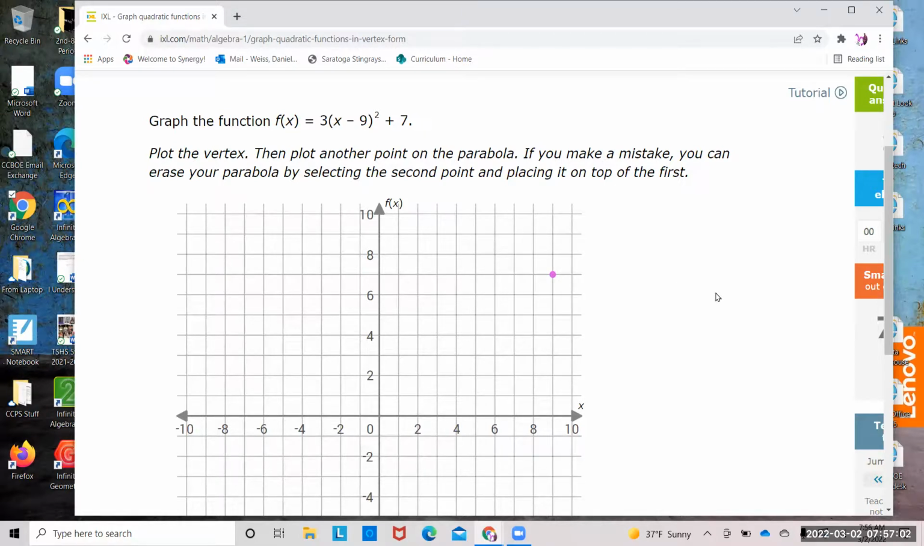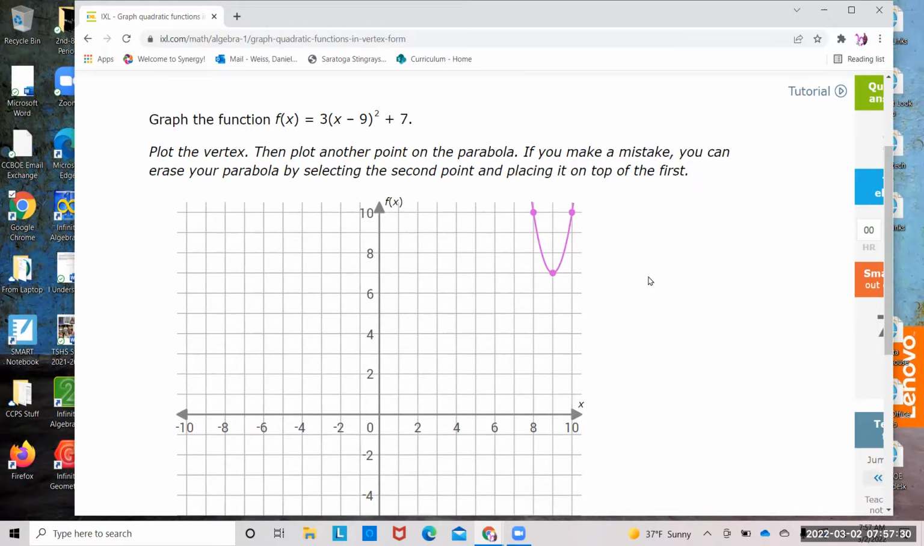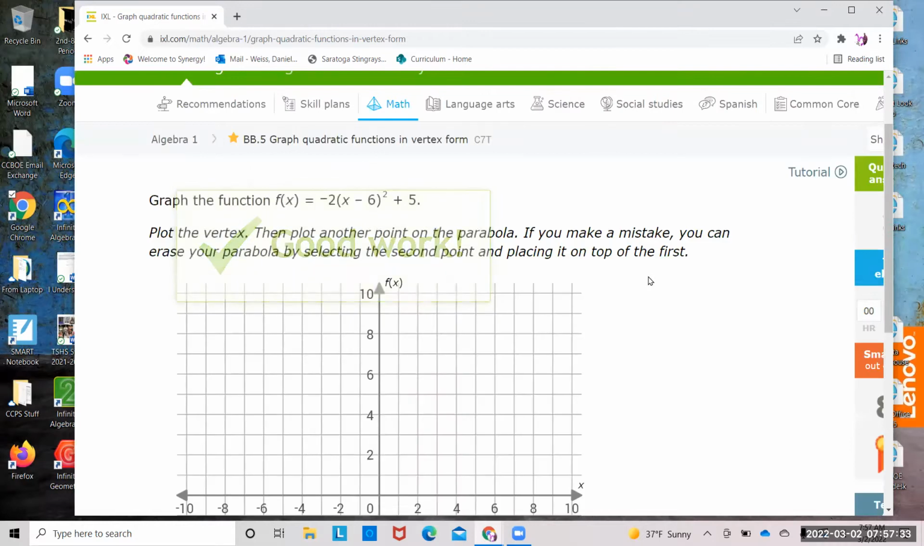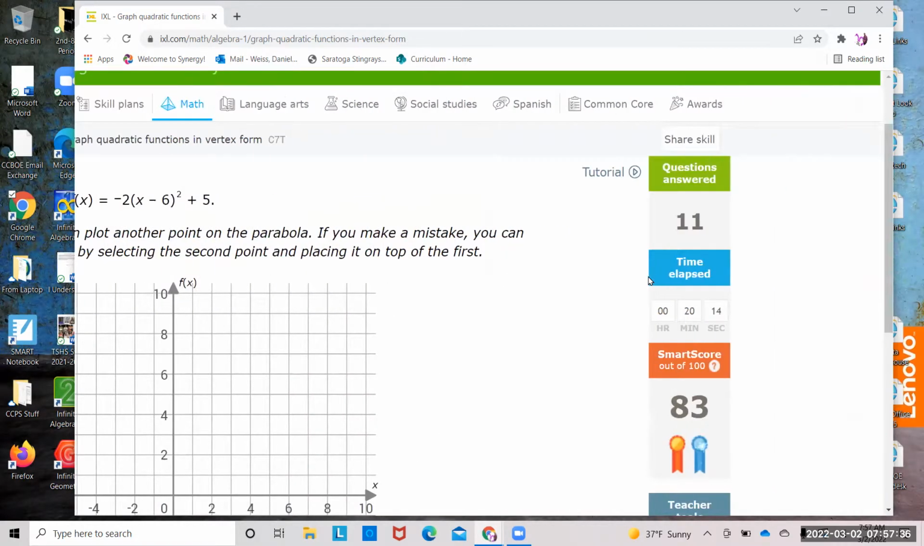So now I'm going to go to 10. What's 10 minus 9? 1. What's 1 squared? 1. What's 3 times 1? 3. What's 3 plus 7? 10. Right? So at 10, I'm going to go to 10. Boom. SMART score 83. Rock and roll. Okay, that's what we're doing today.